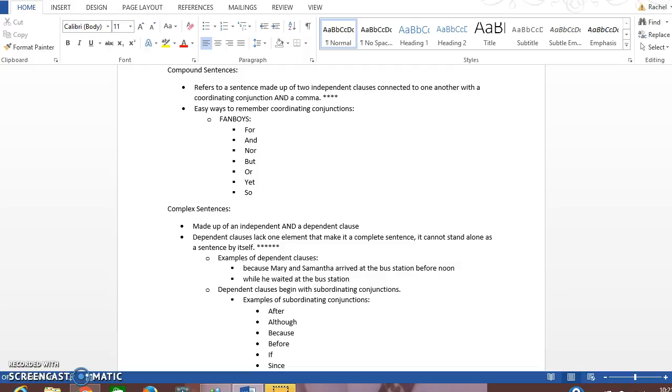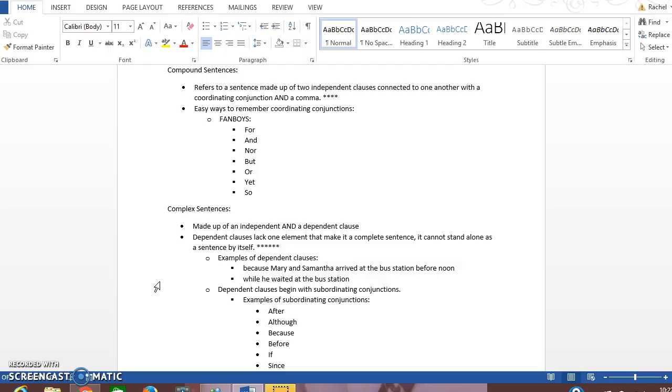Here are a couple of examples of dependent clauses. Because Mary and Samantha arrived at the bus station before noon. So, what is the word in that sentence that makes it a dependent clause? It is this because right here. If the because wasn't there, then that would be considered an independent clause: Mary and Samantha arrived at the bus station before noon. That could be used as a statement by itself, as a sentence by itself. But when that because is there, that takes that away.